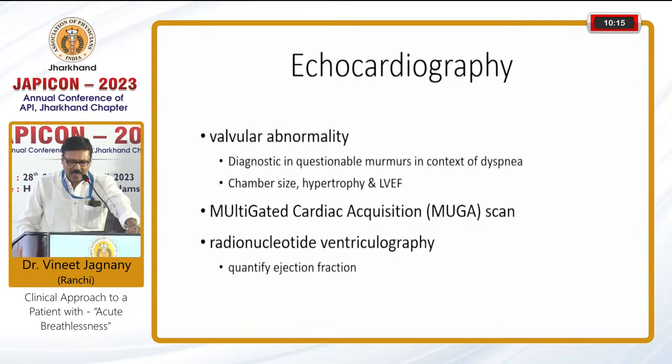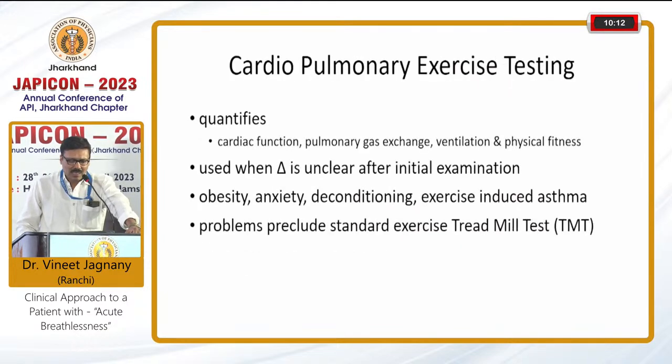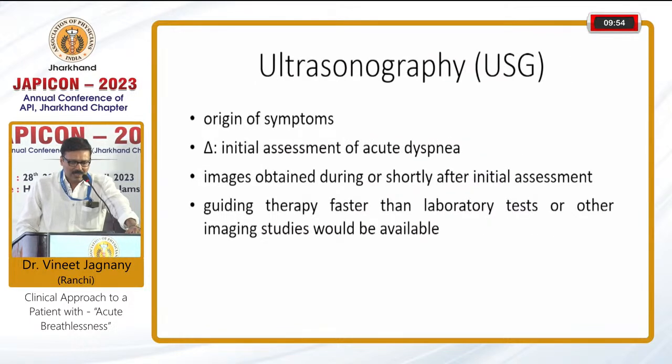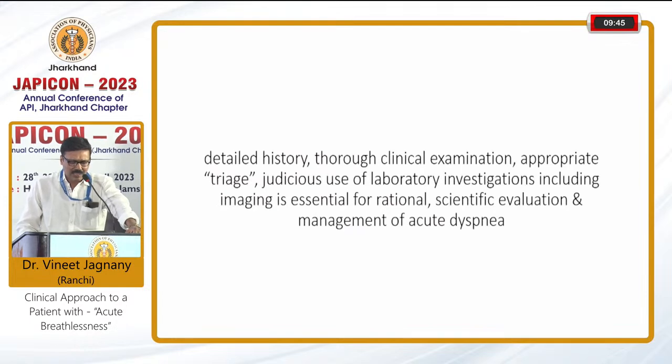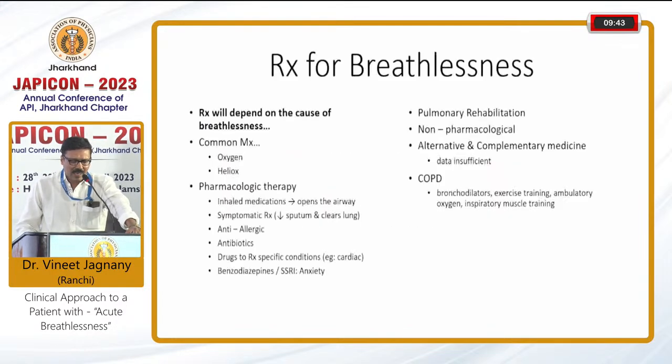Radionuclide ventriculography identifies ejection fraction more easily. When TMT is not sufficient, then we need to go for a comprehensive cardiopulmonary exercise test, which will talk about the cardiac function as well as pulmonary gas exchange, ventilation, and physical fitness. Also, it will differentiate from obesity, anxiety, etc. USG is sometimes helpful in acute causes of acute dyspnea, where the lab tests are still awaited. Therefore, history and clinical examination are important in finding the diagnosis.